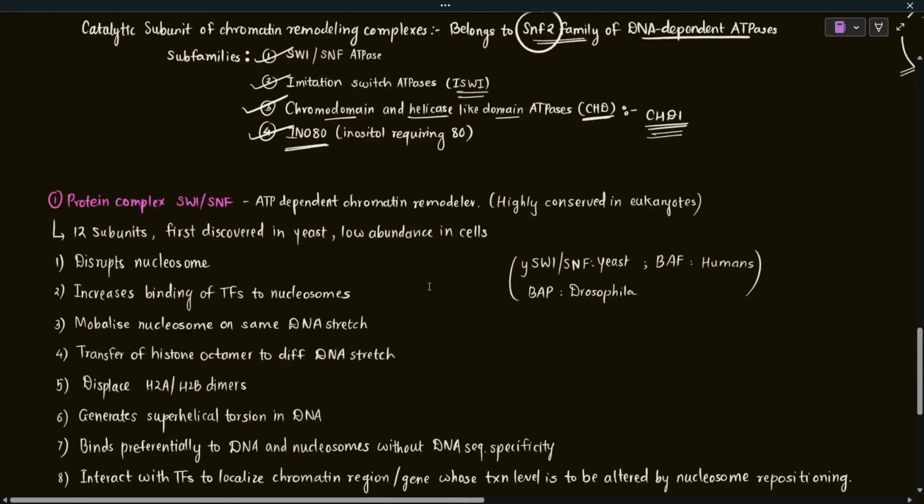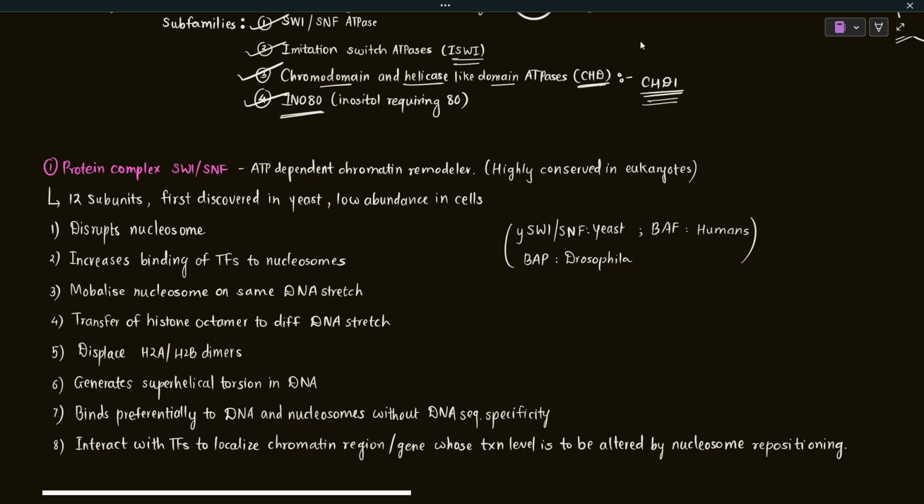And what does it do? So what does SWI-SNF do? It either disrupts the nucleosome, for converting the closed chromatin configuration to open chromatin configuration. These are the possible mechanisms which SWI-SNF adopts. It either disrupts nucleosome, or it increases the binding of transcription factors to nucleosomes. It can mobilize nucleosome on the same DNA stretch. It can transfer histone octamer to a different DNA stretch. So due to the transfer of histone octamer, the DNA stretch is now available for transcription.